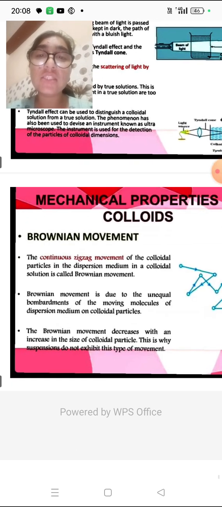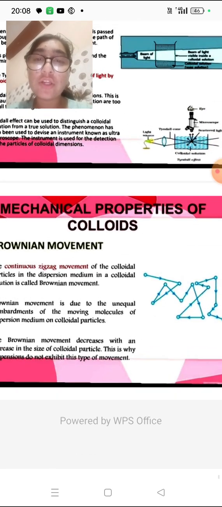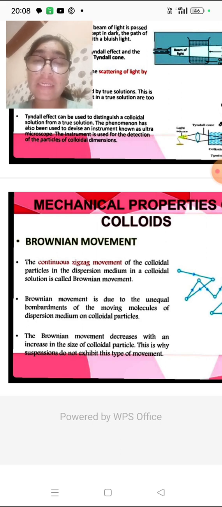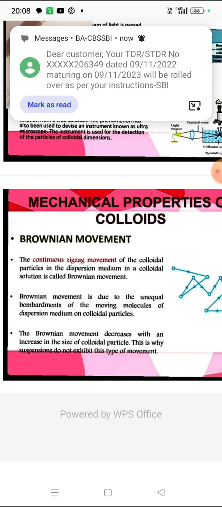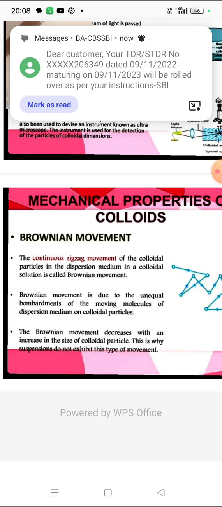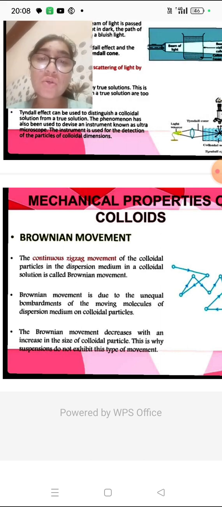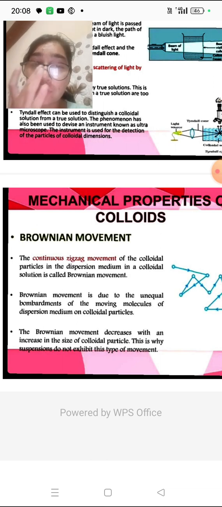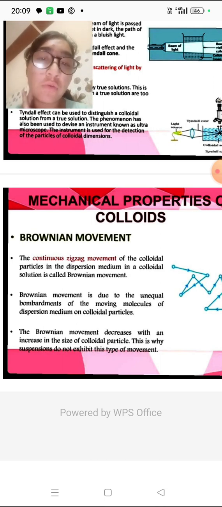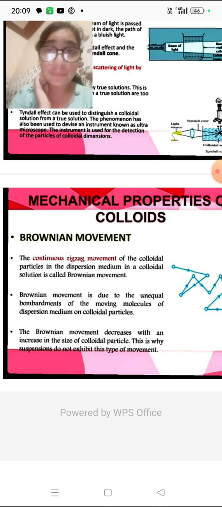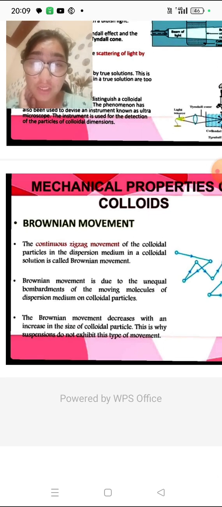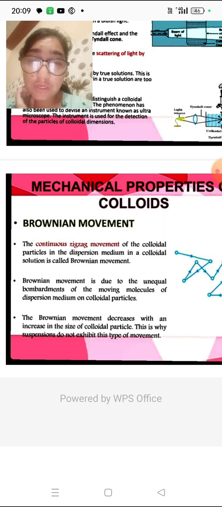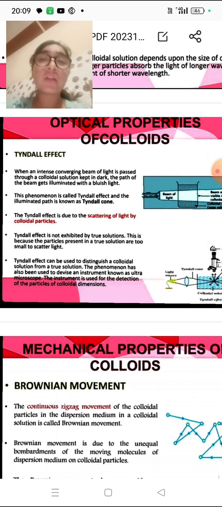Mechanical properties. Brownian movement. The continuous zigzag movement of the colloidal particles in the dispersion medium in a colloidal solution is called Brownian movement. Brownian movement is due to the unequal bombardment of the moving molecules of the dispersion medium on colloidal particles. The Brownian movement decreases with an increase in the size of colloidal particles. This is why suspensions do not exhibit this type of movement.